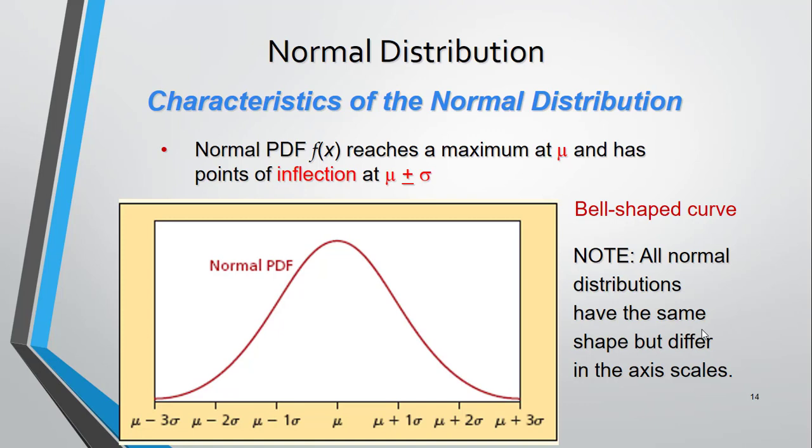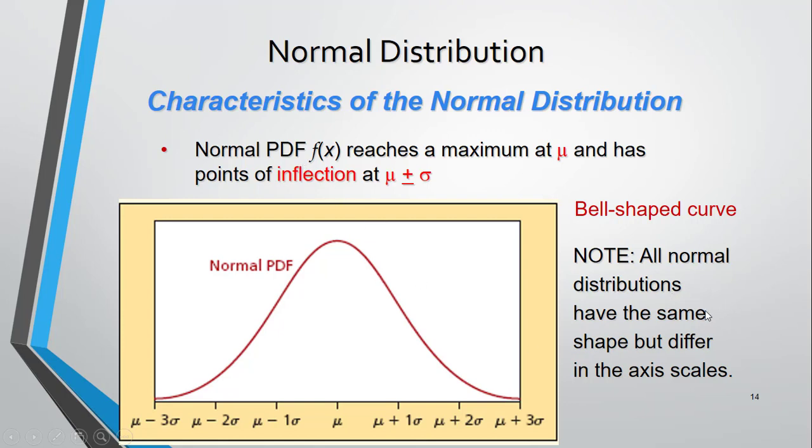The normal PDF reaches a maximum at mu and has points of inflection at mu plus and minus sigma. Right? At mu, the mean here, that's its maximum point. Right here is also the mode. Okay. It's a bell-shaped curve. This point here, mu minus 1 sigma on this side, and mu plus 1 sigma on this side, are the points of inflection. And you can see that the curve before this point curves like this, right? And above this point, it goes like this. So it's convex and concave, right? So that's why it's called the inflection point.